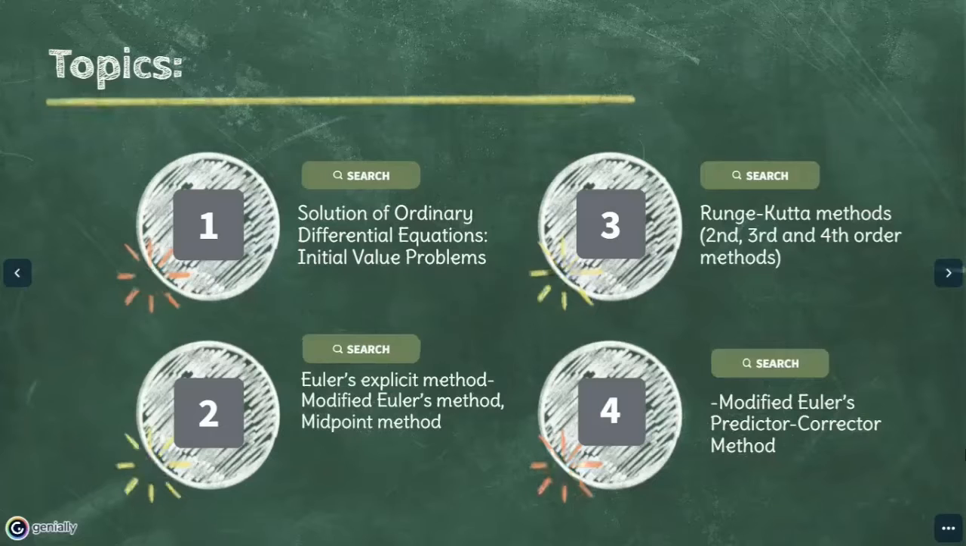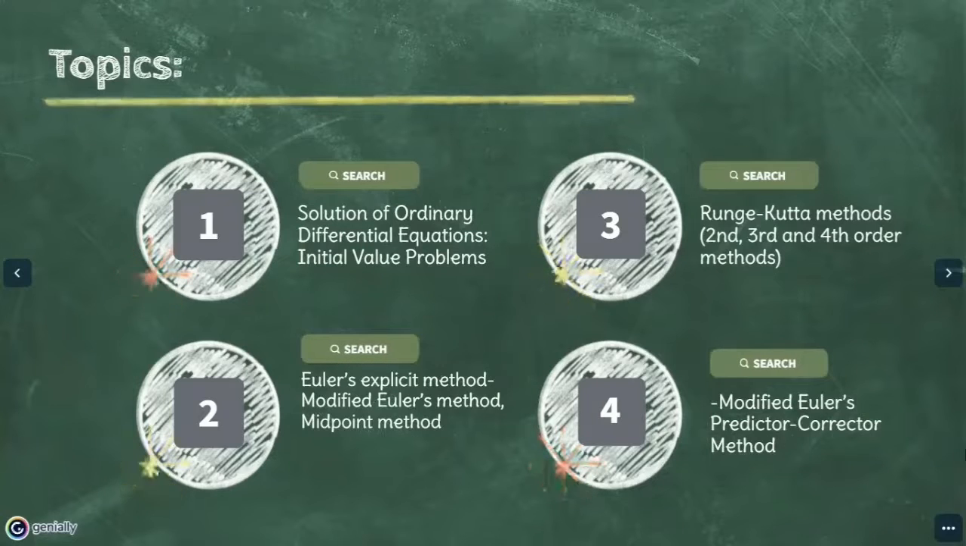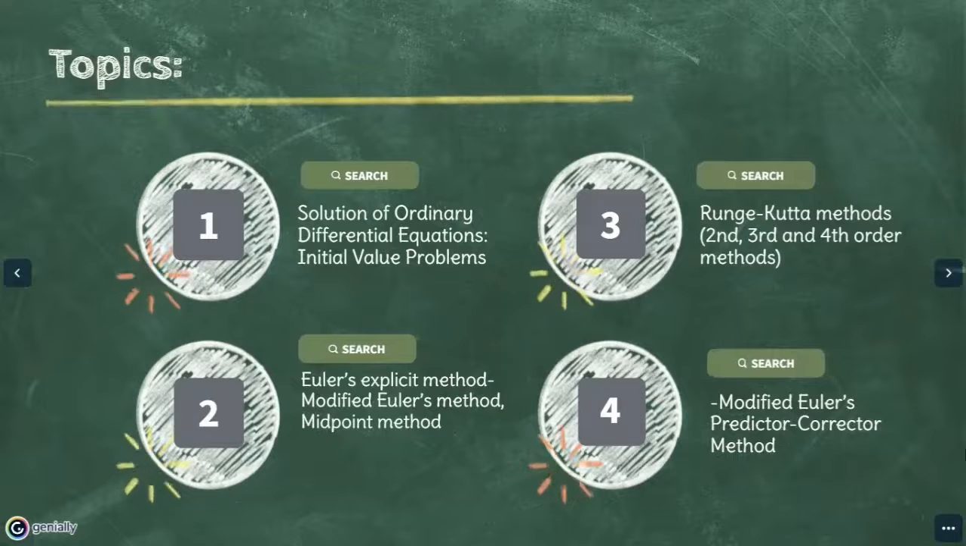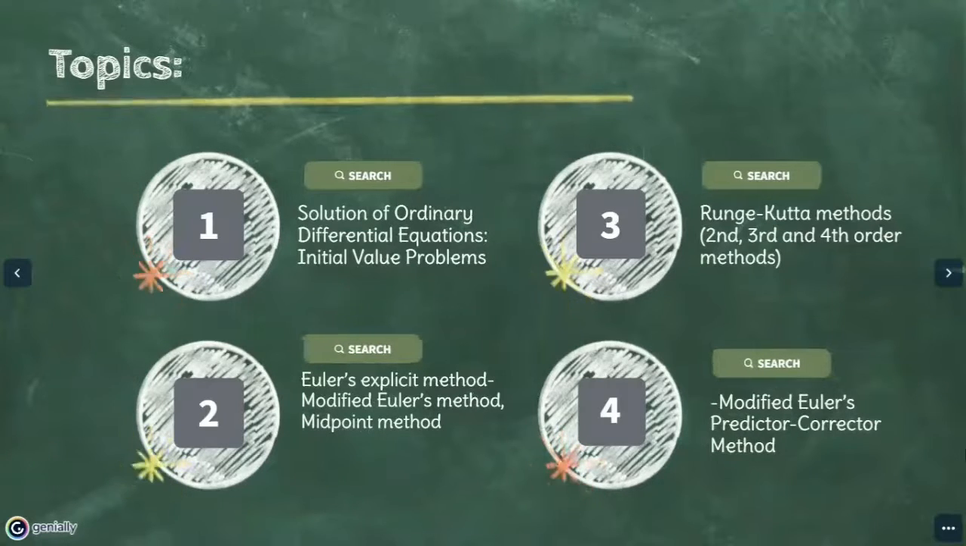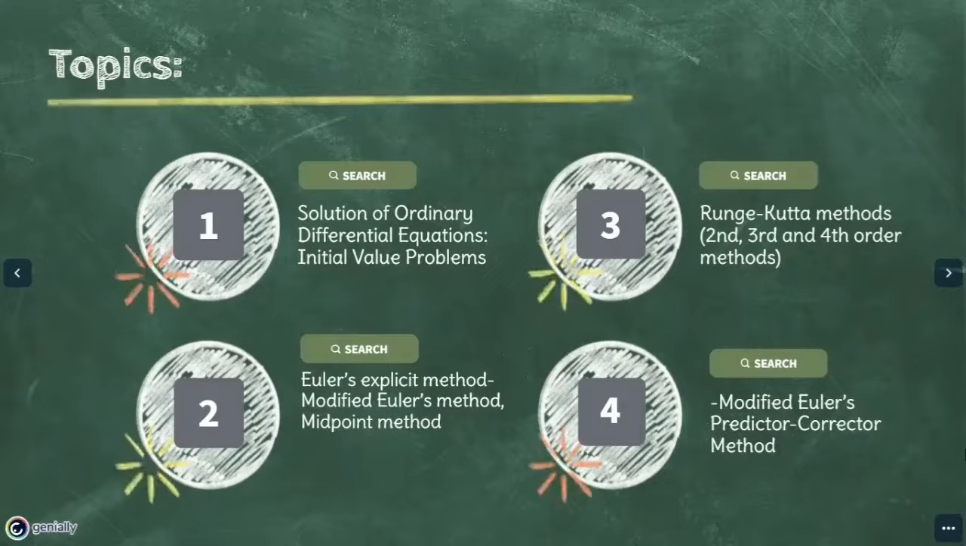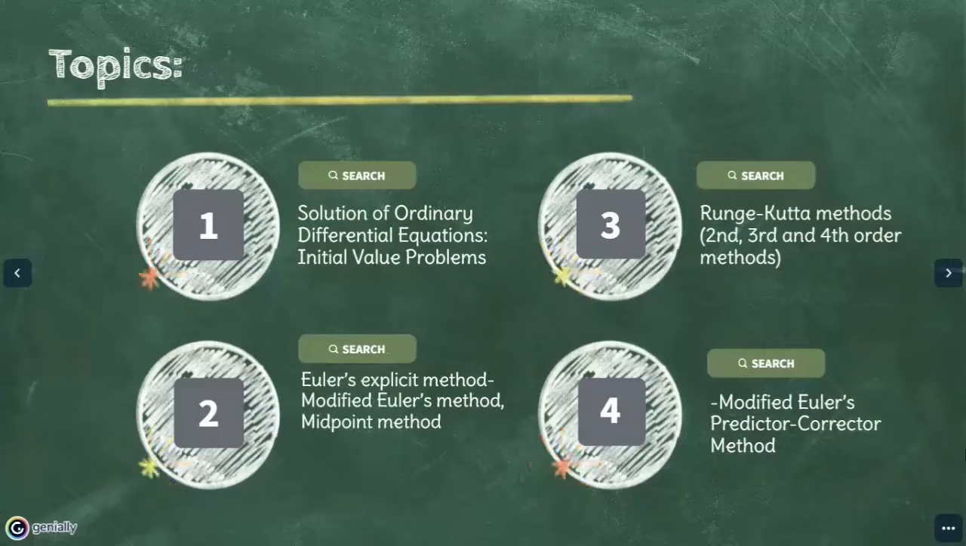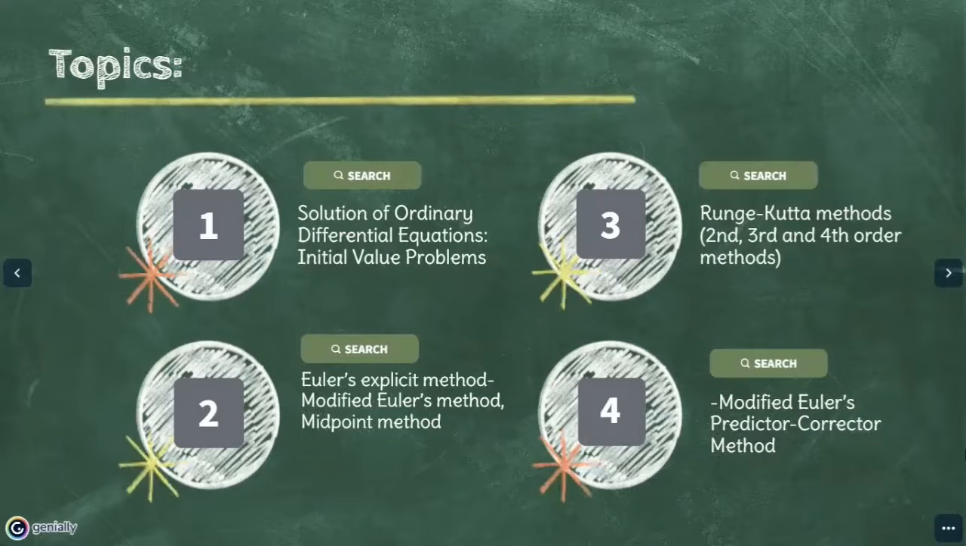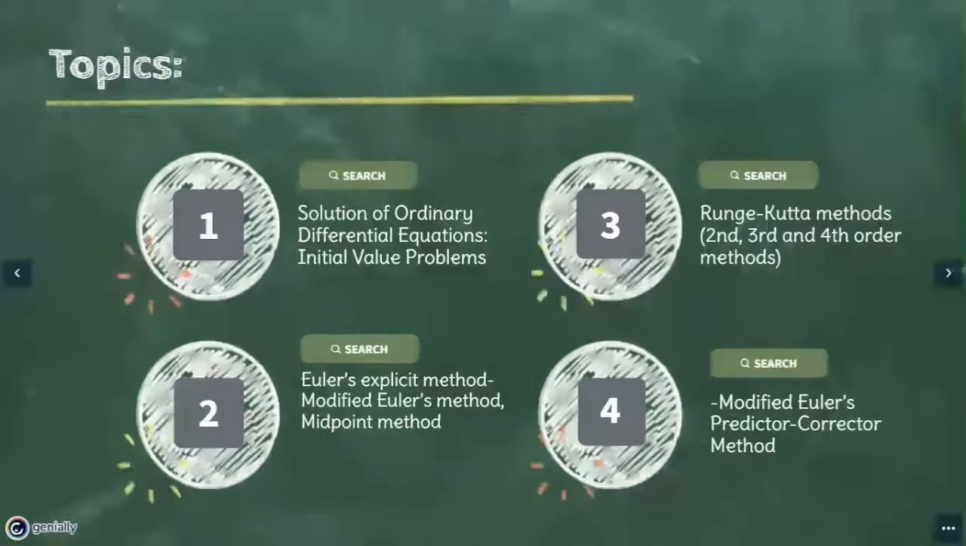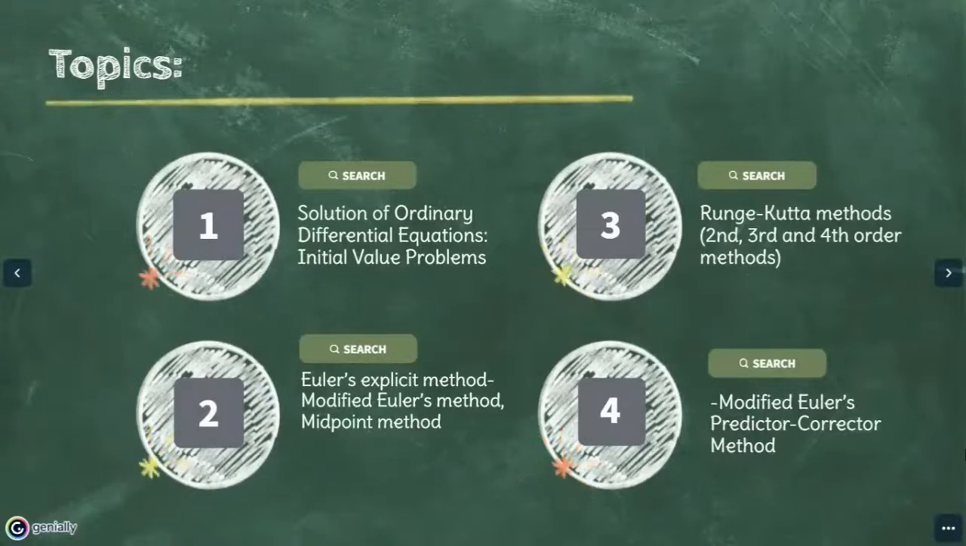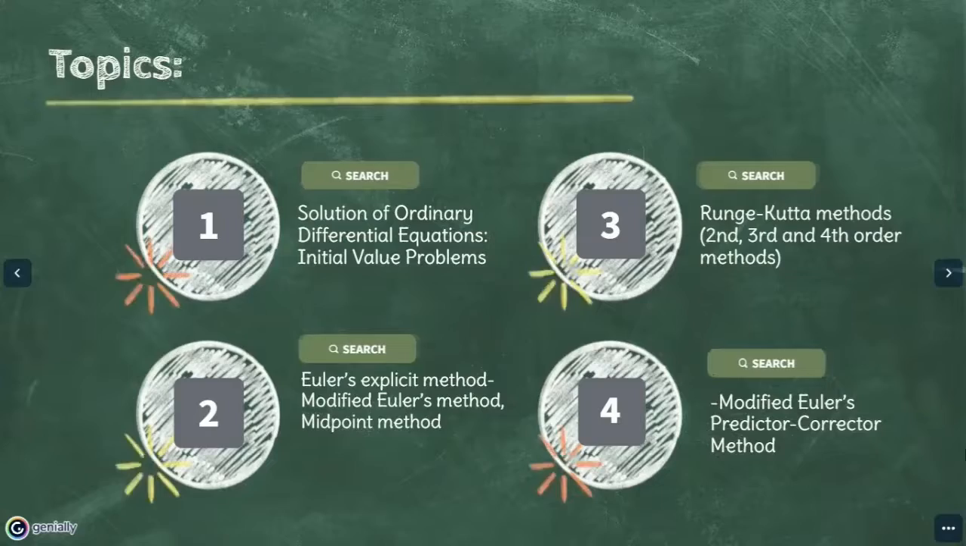So these are the remaining topics that need to be tackled later on. The first one is the solution of ordinary differential equations, the initial value problems. The second one is Euler's explicit method, modified Euler's method, and midpoint method. The third one is Runge-Kutta methods using the second, third, and fourth order methods. And the fourth one is modified Euler's predictor and corrector method.